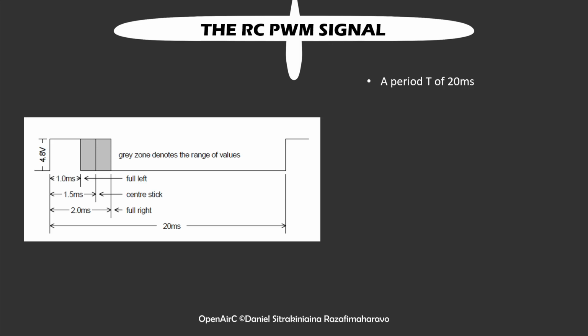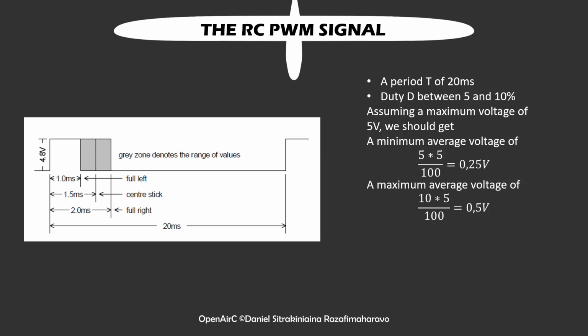It is a PWM signal that has a period of 20 milliseconds, a duty cycle between 5 to 10%, or a high time between 1 and 2 milliseconds. Assuming a voltage maximum of 5 volts, and according to the formula mentioned earlier, we should get an average voltage between 0.25 volts and 0.5 volts. So now let's measure it in real life with my FlySky receiver.